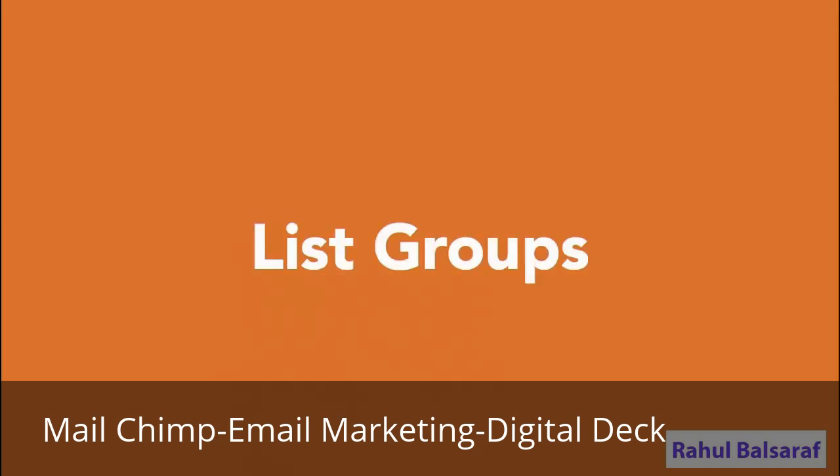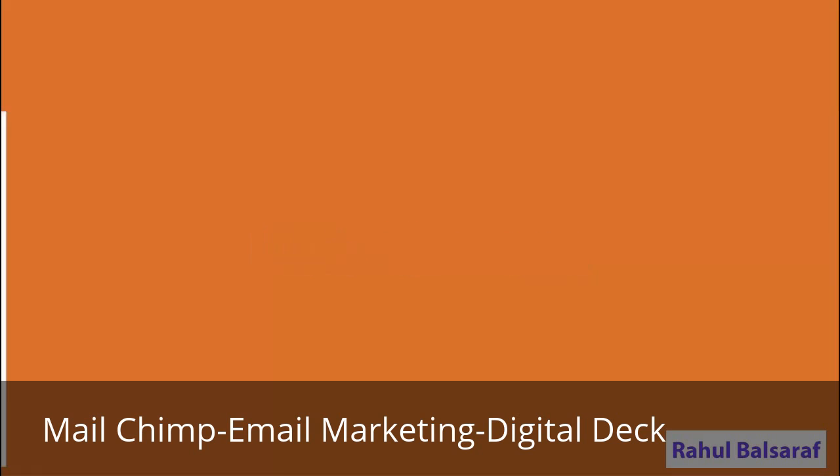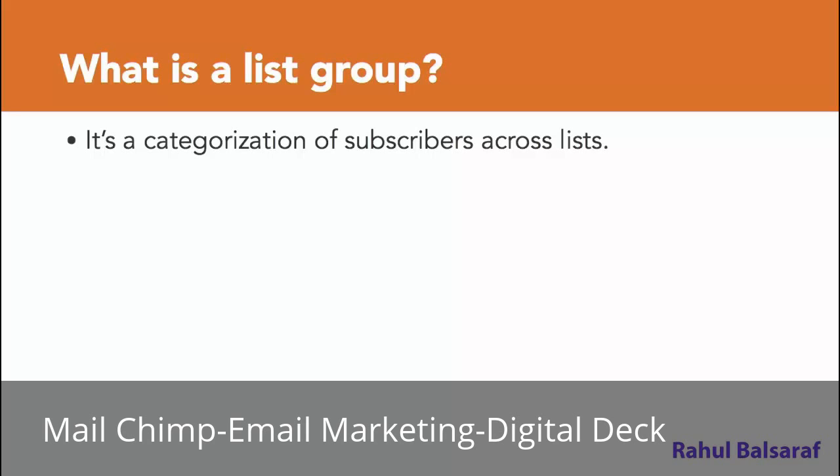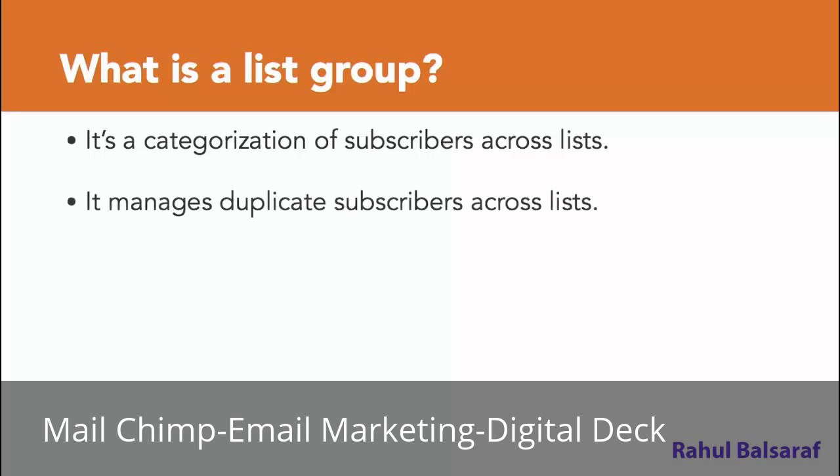Groups let you categorize your subscribers by things like their interests or preferences. Within MailChimp, you can set up as many lists as you need. But if you have multiple lists, there's a good chance that you'll have duplicate subscribers in those lists. Groups are a way to categorize subscribers across lists. Group members are identified by the selections that the subscriber makes when they sign up in your sign-up form.